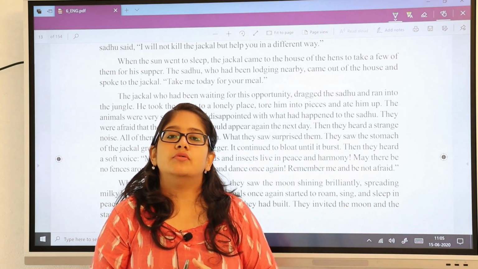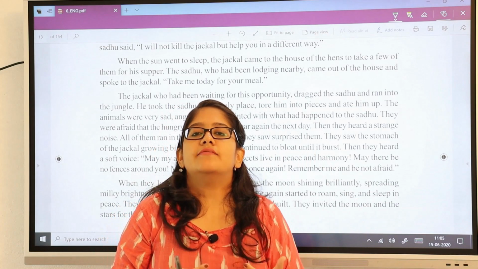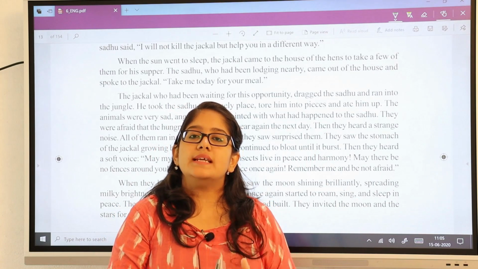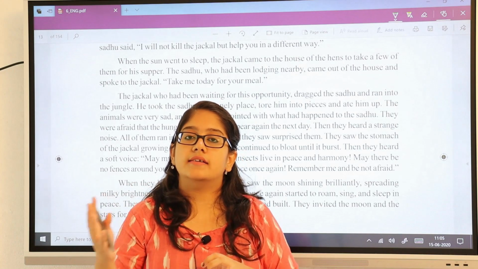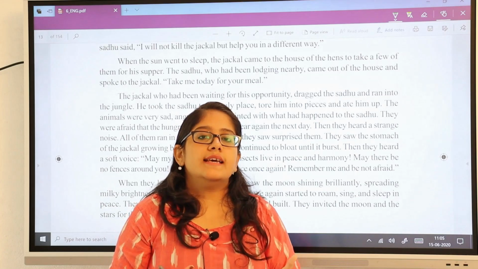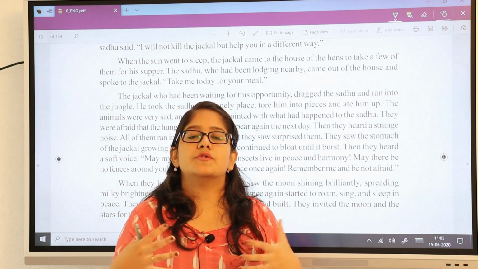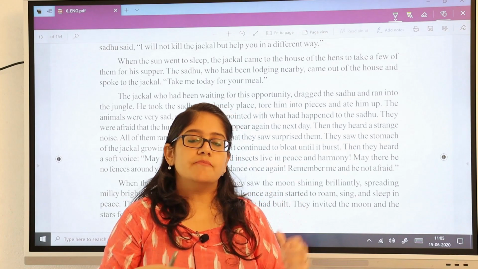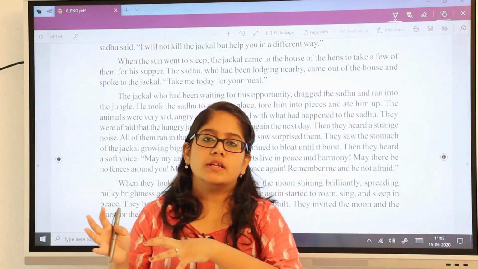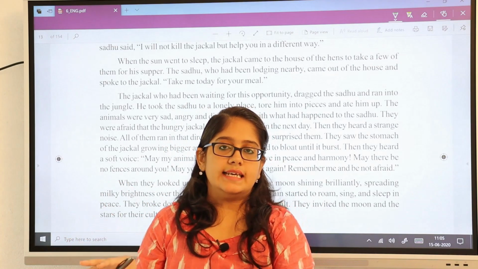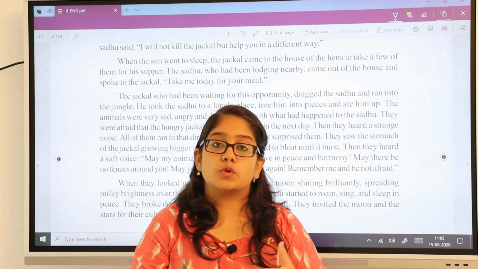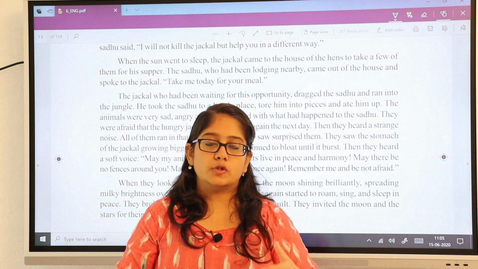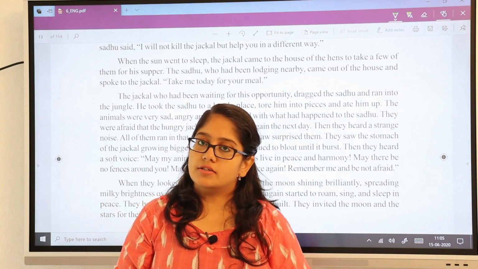So what did Sadhu do actually? He sacrificed his life for the sake of peace and harmony in the forest. Now as the animals were afraid that this jackal killed Sadhu and he'll be back, what did they hear immediately? They hear a strange sound, a strange noise. All the animals rush towards the jackal's place and they see that the jackal's belly was bloating, was swelling. Bloat means swell, to become larger and larger.